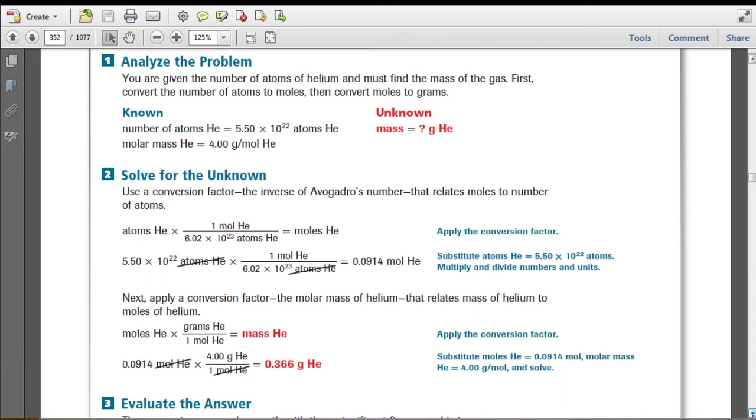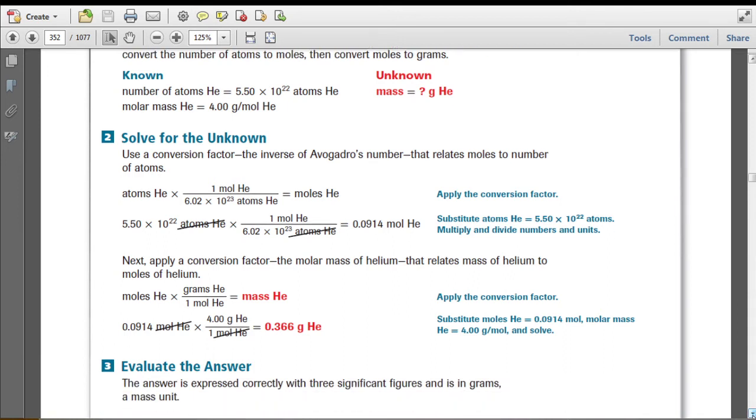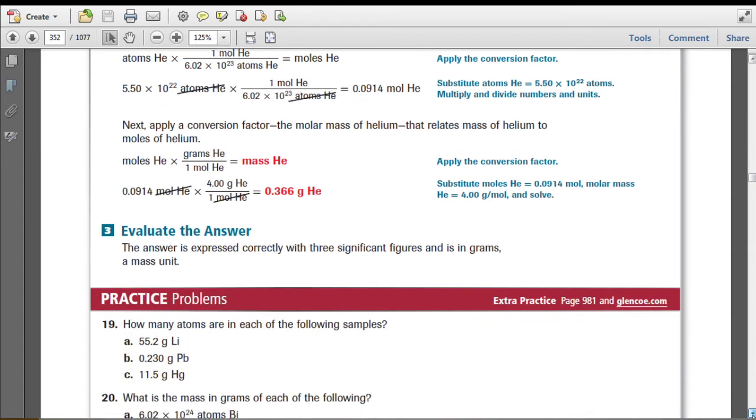Now that we have the moles of helium, we can relate that to mass by taking the moles of helium, the 0.0914, and multiplying that by the molar mass over 1 mole, which would tell us that in that one given balloon we would have 0.366 grams of helium.